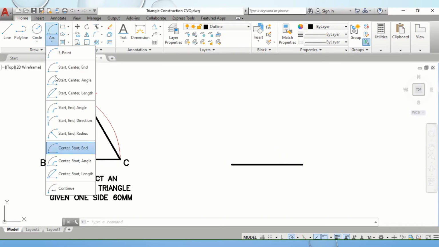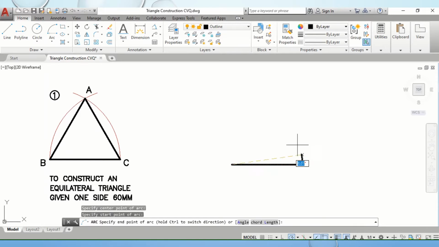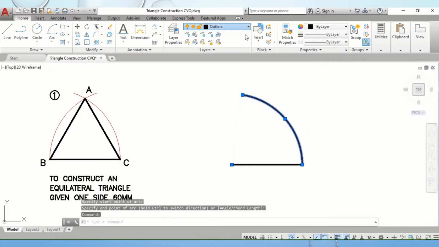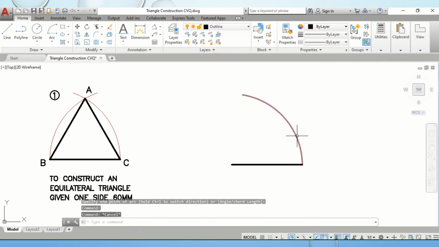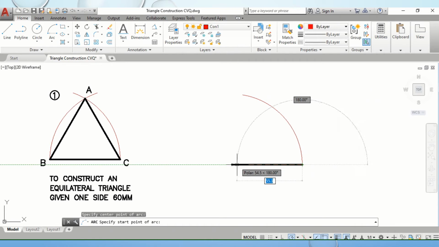So we're going to go to our arc tool and we're using center start end, and we're going to start at the beginning of the line and open it to the full extent of the line, and we're going to draw an arc to represent where our next side could be. So anywhere along this arc, if we draw a line from our start point, it's going to be 60 millimeters. We get a construction line there, and we're going to do the same thing from the other end of the line.